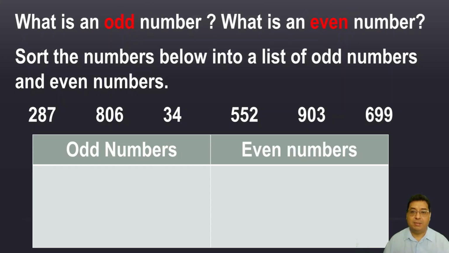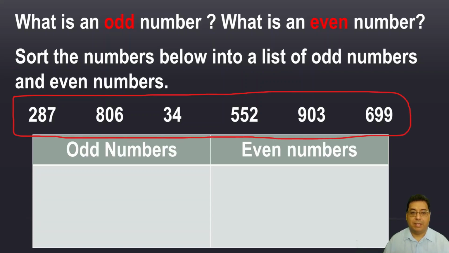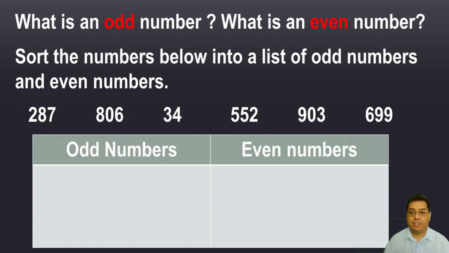So what is an odd number and what is an even number? Sort the numbers below into a list of odd numbers and even numbers. So we're just going to take these numbers here and put them in the odd or even part on this chart. So for the first odd number, we'll do the odds first. We're going to use 287, then we're going to do 903, and then we're going to do 699.